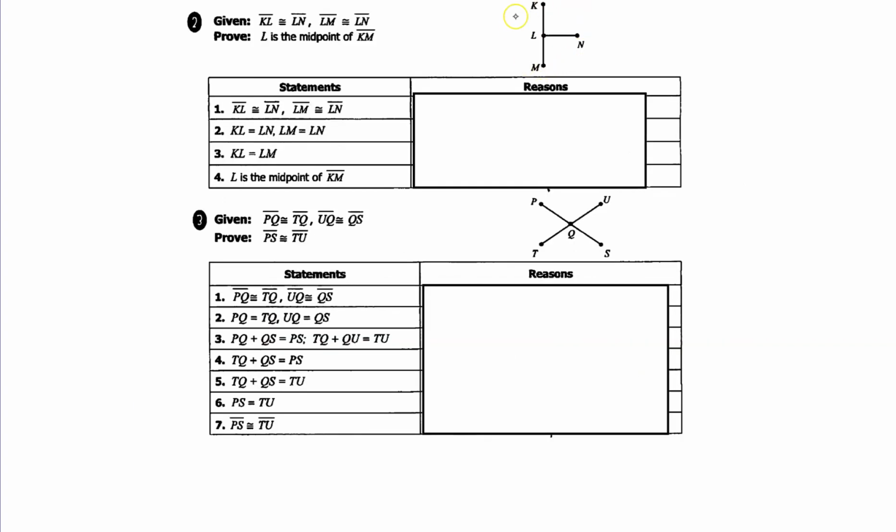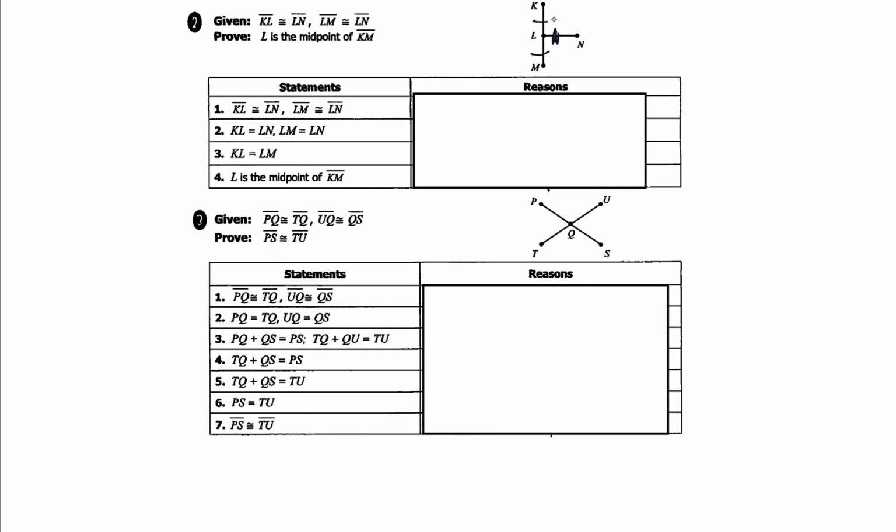Next, we have this figure right here, KLM and LN. It says that KL is congruent to LN. So what I do with these figures is I like to mark them. If KL is congruent to LN, they both get a mark. So they're both the same. Now, LM, which is this line here, is congruent to LN. So these are all the same, right?